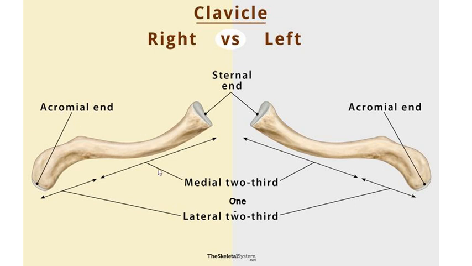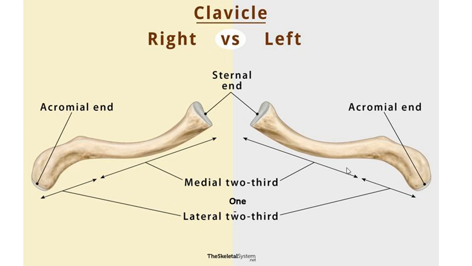Now the clavicle has 2 parts. So this is what I said, the medial 2/3 is convex forwards and the lateral 1/3 is concave forwards. Now this is very clearly shown in the picture here. Now look at the shape of the medial 2/3. So this is the lateral 1/3, not 2/3. Okay, it's very clearly shown in the picture.